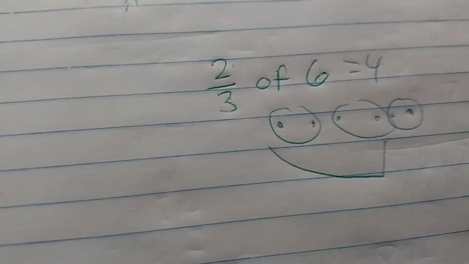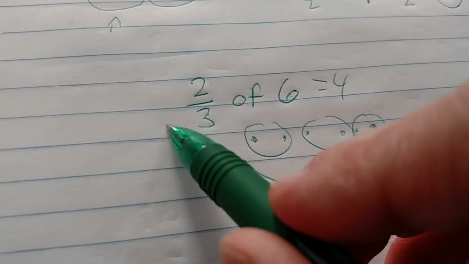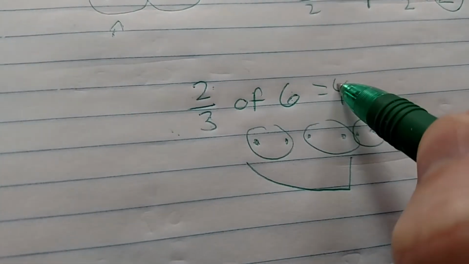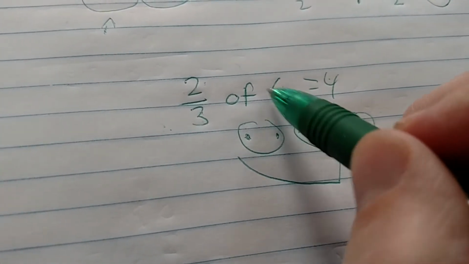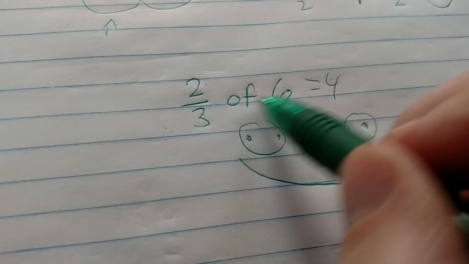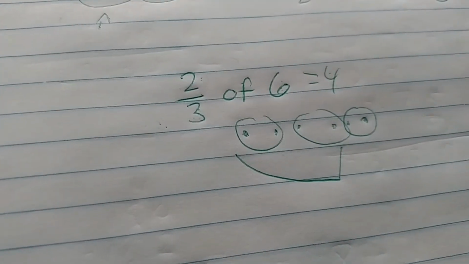I could find that answer again by asking what number times 3 is 6? That number is 2. Take 2 times my numerator. 2 times 2 would give me 4. I could also do 6 divided by my denominator, which is 3, which gives us 2. Take that times my numerator. 2 times 2 is 4.